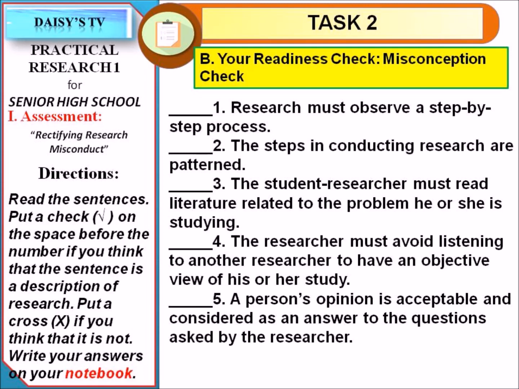Number 1, research must observe a step-by-step process. Number 2, the steps in conducting research are patterned. Number 3, the student researcher must read literature related to the problem he or she is studying. Number 4, the researcher must avoid listening to another researcher to have an objective view of his or her study. And number 5, a person's opinion is acceptable and considered as an answer to the questions asked by the researcher.